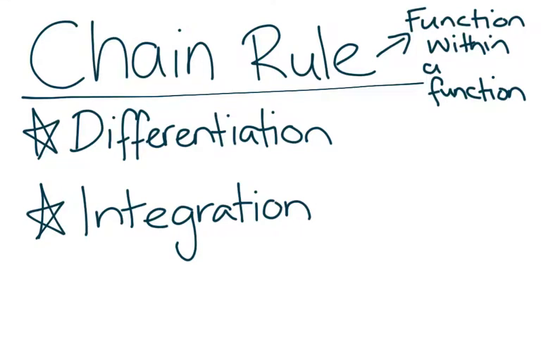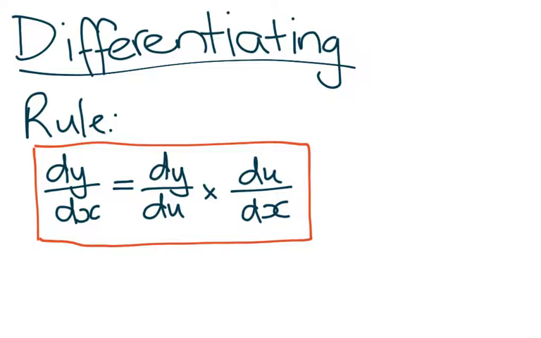This video looks at the last technique that we'll cover on differentiation and integration, and it's to do with chain rule. So that's when you're looking at a function within a function, and we'll look at differentiation and integration. So firstly, differentiating using chain rule, we have the rule here of dy by dx is equal to dy by du times du by dx.